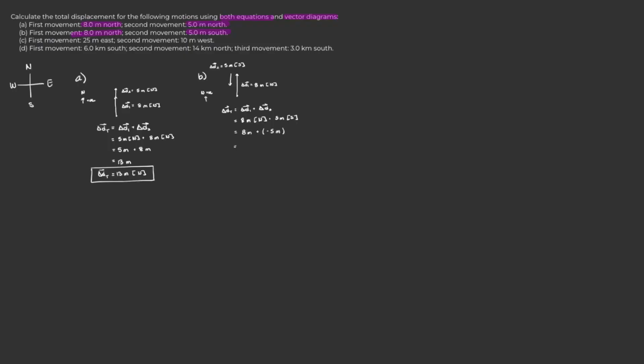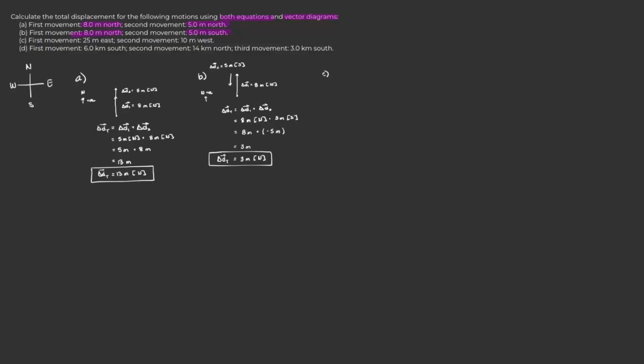Okay, so if we carry out the arithmetic, then this is, sorry, not 8 meters, 3 meters, and since it is positive, it is 3 meters north. Okay, and that is our delta d T. Box that answer off. Awesome. On to question C.